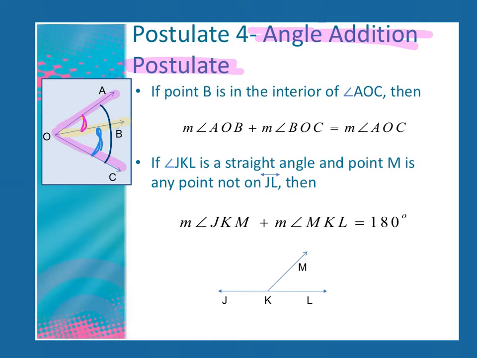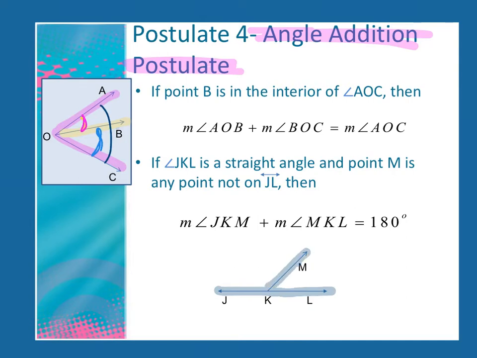That's angle addition postulate. The second part there says if angle JKL is a straight angle and point M is any point not on JL, then the measure of JKM plus the measure of MKL is 180 degrees. So I start with a straight line or straight angle, right? That's definitely a straight line. And I put any point not on JL. So we picked M and then drew a ray.